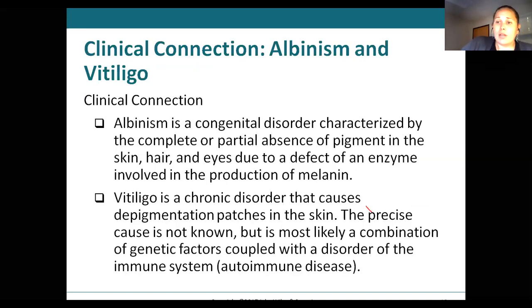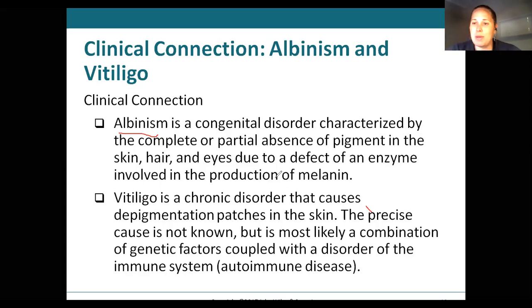So when we talk about skin coloring, there are some diseases that can occur. For example, one of them is albinism. It's a disorder where you have absence of pigment in skin, hair, and eyes due to a defect of the enzyme involved in the production of melanin, which means that essentially you no longer have melanin being produced in those regions. And so if you encounter a human or an animal that has albinism, there's a complete lack of pigmentation. They can appear completely white.